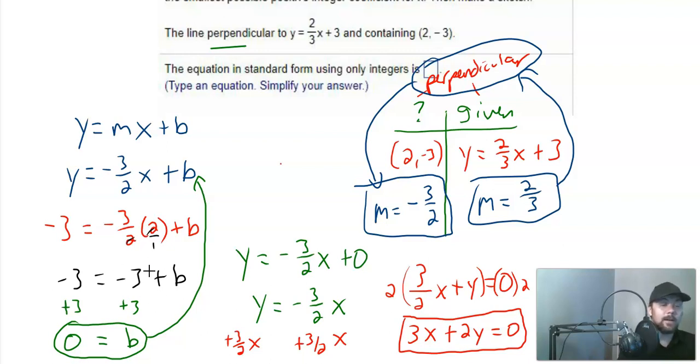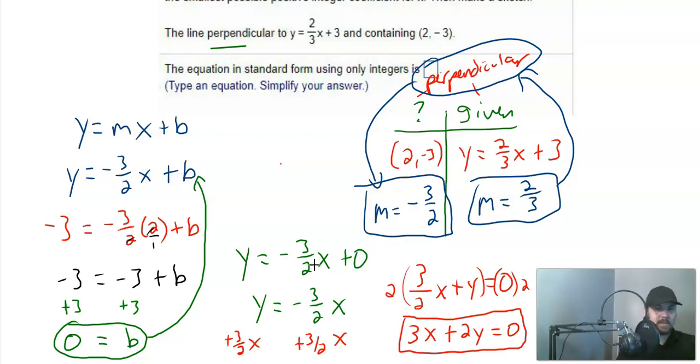And what you end up finding, another aspect of this problem that makes it a little bit easier to manage, is that b is equal to 0. So now that we know the y-intercept is 0, we plug that in for b, which is what I've done here. That just drops away because it's 0. And we end up with this as our equation. So this is the equation in slope-intercept form.